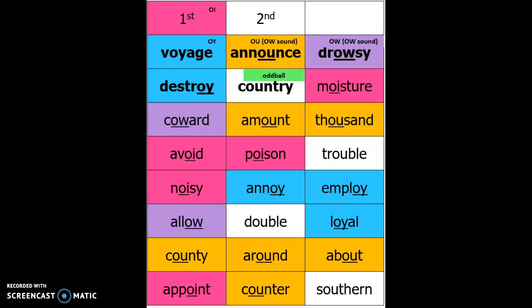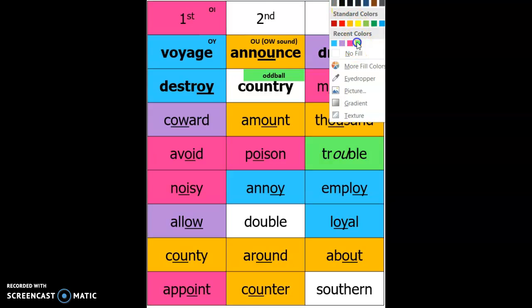double, southern, double, trouble, county. These are very interesting words. I'm thinking that trouble has a UGH sound. Trouble. That's going to be my oddball. I'm going to fill that in my last color, green.